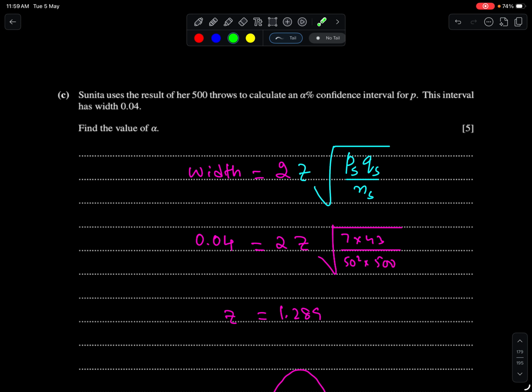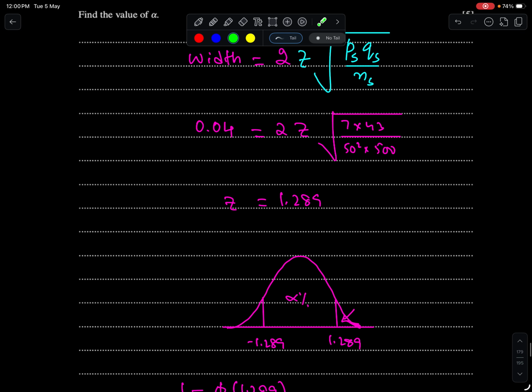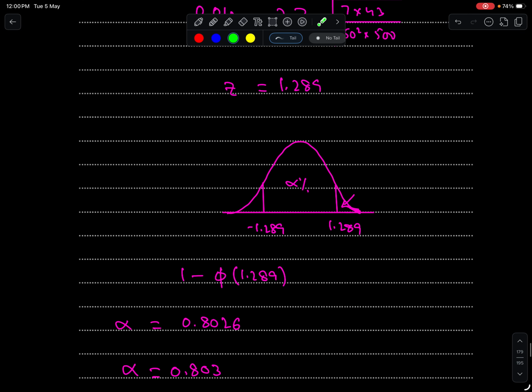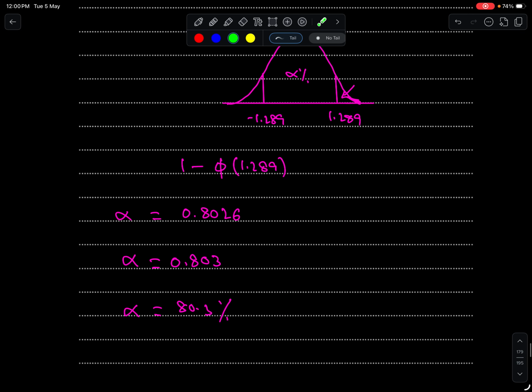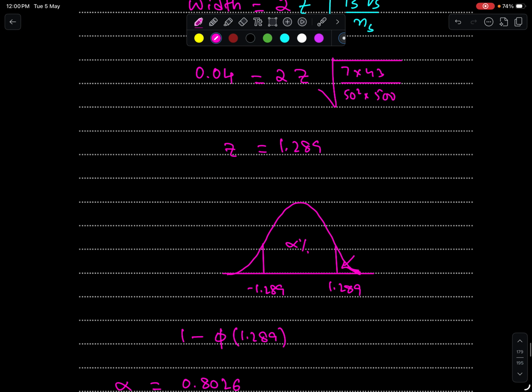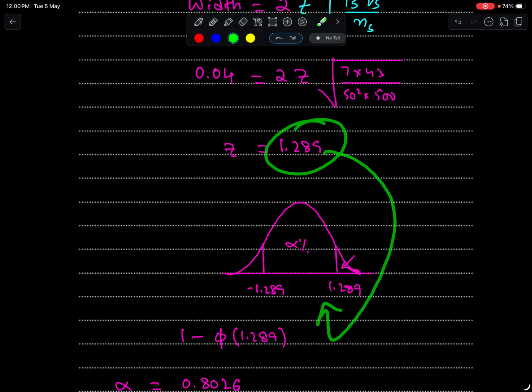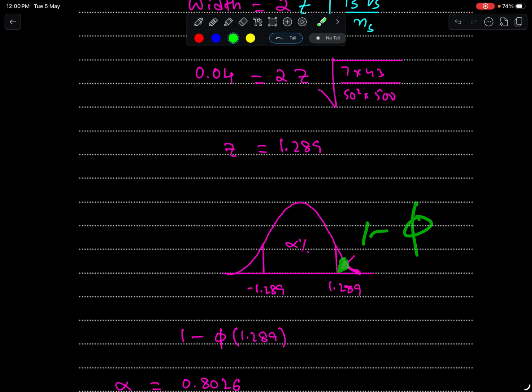Now, she uses the result of her 500 throws to calculate an alpha percent confidence interval for P. This interval has width 0.04. This is the formula of width. Get the value of Z, and then alpha. See, Z is 1.289. Write this here, and get this area. This is 1 minus 5, 1.289.